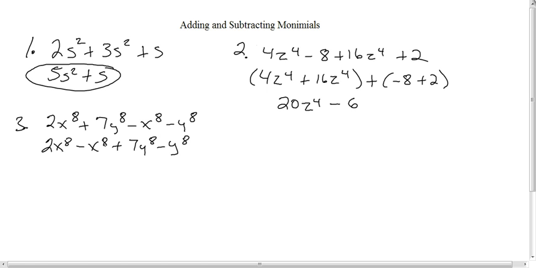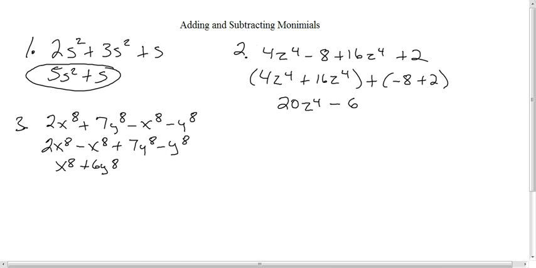Combining my like terms here, I have a plus 2 and a negative 1. That's going to give me x to the 8. And here I have a plus 7 and a negative 1. That's going to give me plus 6y to the 8. Okay, outstanding.